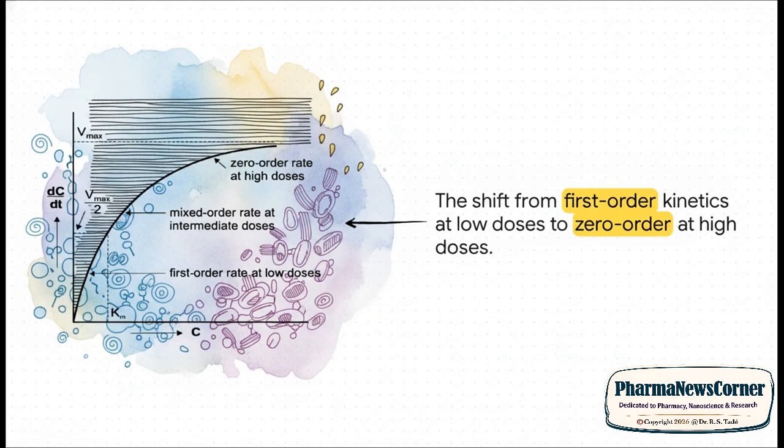This graph shows that transition perfectly. See, at low drug concentrations, way down here on the left, the elimination rate keeps up with the concentration. That's your classic, predictable first-order kinetics. But as the concentration rises and we get closer to saturation, the rate starts to level off. And at really high concentrations, the system is just completely overwhelmed. The elimination rate becomes constant, no matter how much more drug you add. That flat line at the top, that's zero-order kinetics.